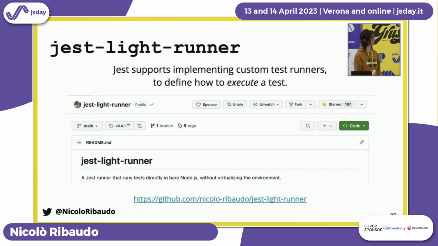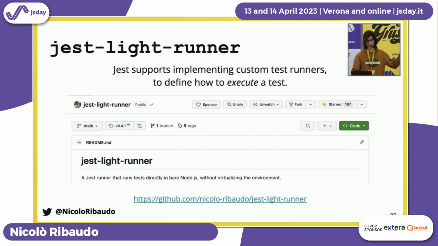So we replaced the test runner used by Jest. Jest supports something similar to Babel plugins. You can write your own runner and still integrate it with all the Jest ecosystem. We called it Jest Light Runner because it was just lighter than Jest Runner. It runs your code directly in Node.js without using the VM module, without virtualizing your module loading. It doesn't isolate your tests. We decided it was okay for us because our tests are usually stateless, so it was not a problem.